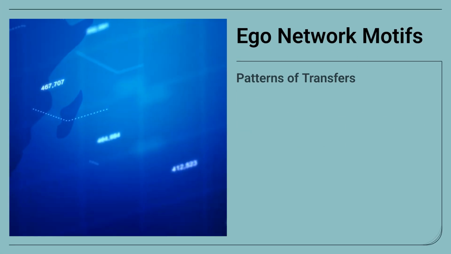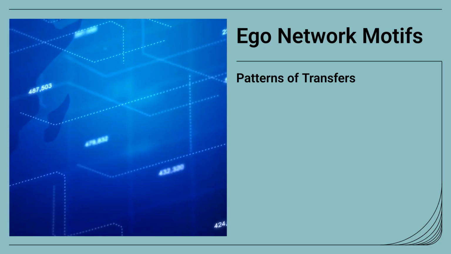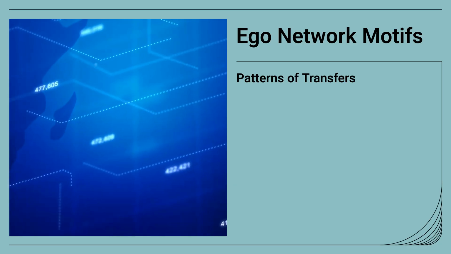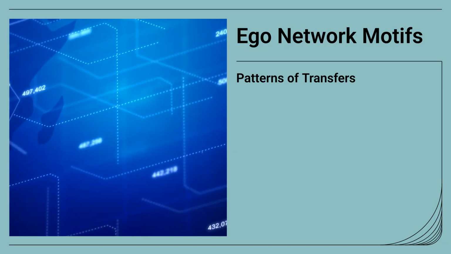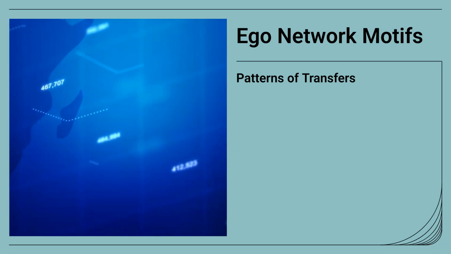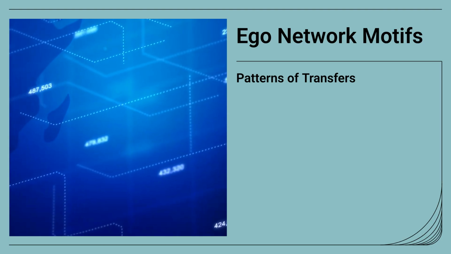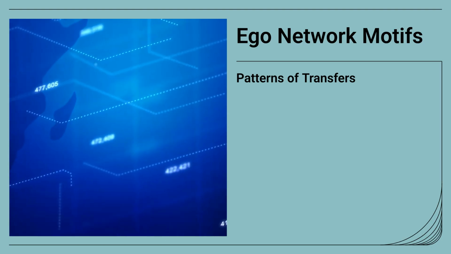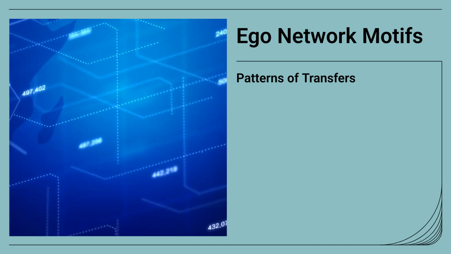To demystify ego network motifs, imagine a network of accounts and their transfers. An ego network focuses on all the transfers involving a single ego account. Within this personal network, motifs are recurring patterns of token transfers. By identifying these patterns, we can start to understand the underlying activities.